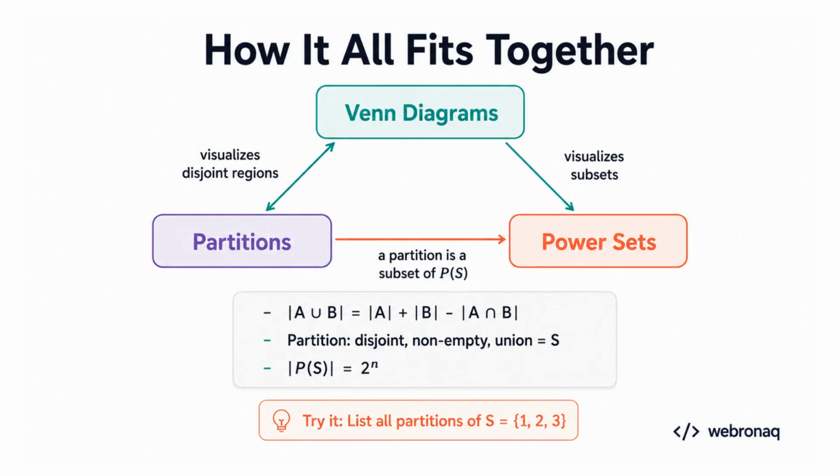3 rules to carry with you. The inclusion-exclusion formula: the size of A ∪ B equals the size of A plus the size of B minus the size of A ∩ B. A partition requires subsets that are disjoint, non-empty, and whose union equals S. And the power set of a set with n elements has exactly 2 to the power of n subsets. Try this: list all partitions of S equals {1, 2, 3}.